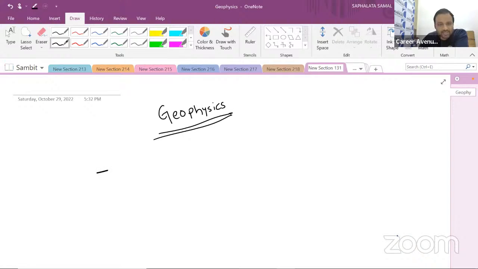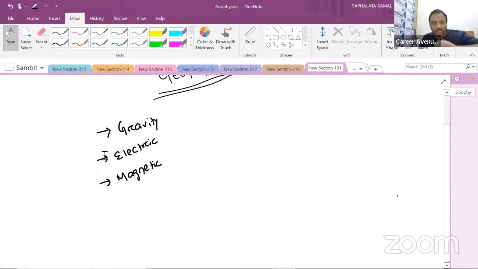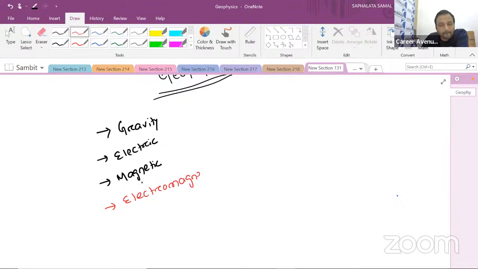We'll be discussing the three field methods: one is the gravity, electric, and magnetic. These three field methods we will discuss first. After this, we will discuss the electromagnetic survey, and the different kinds of electromagnetic survey we can come across.